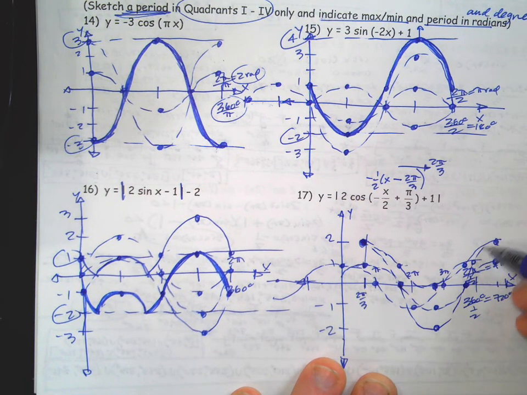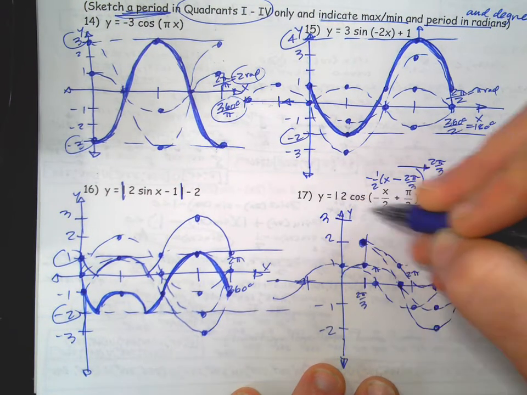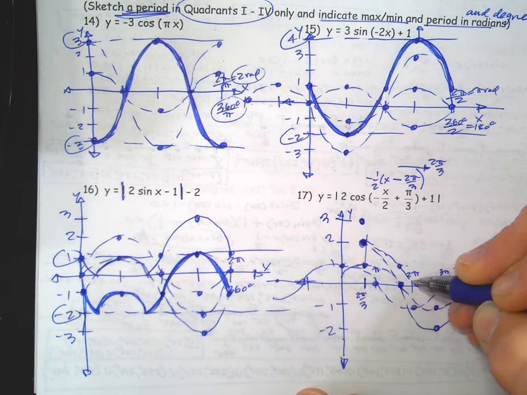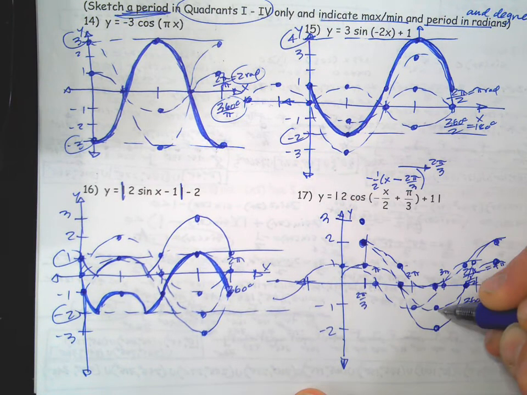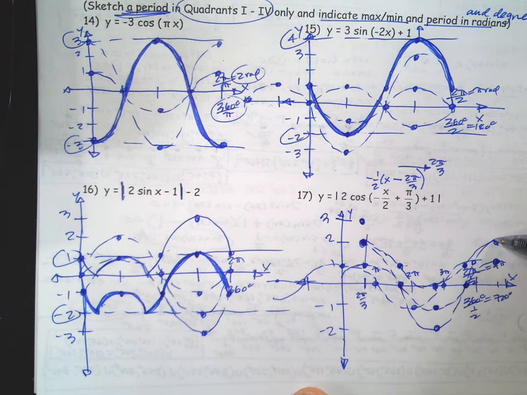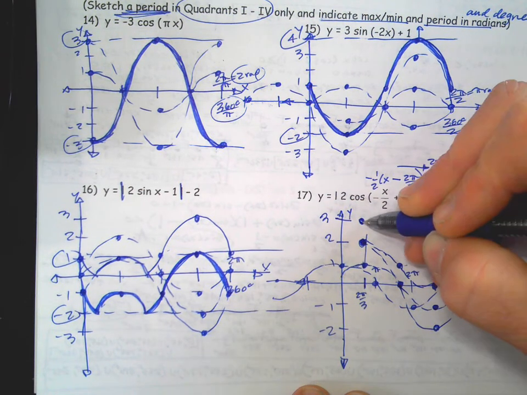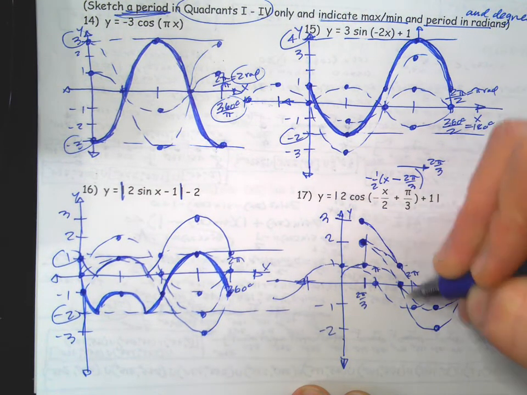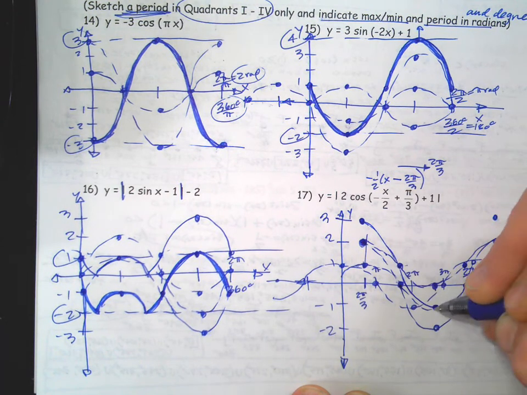And then we move it up 1. So this goes up to 3. This goes up to 1. This goes up to -1. This goes up to 1. This goes up to 3. So here's the new graph. I'm probably going to just make it not dashed anymore, just try and keep it straight.